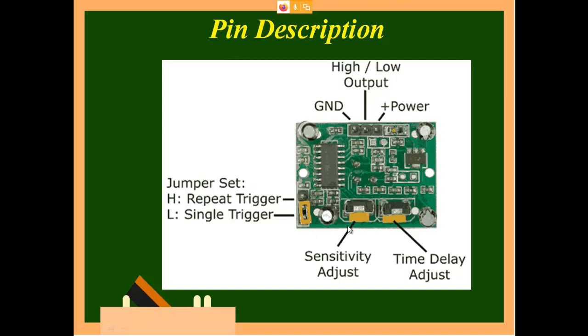Then there is the adjustment for sensitivity. When you place it in a robot, a car or a toy, you will decrease the sensitivity. But when you detect human beings by placing this sensor on the ceiling, then you have to increase the sensitivity. Time delay is how much delay I can give if a person is moving. Okay, so that is how.